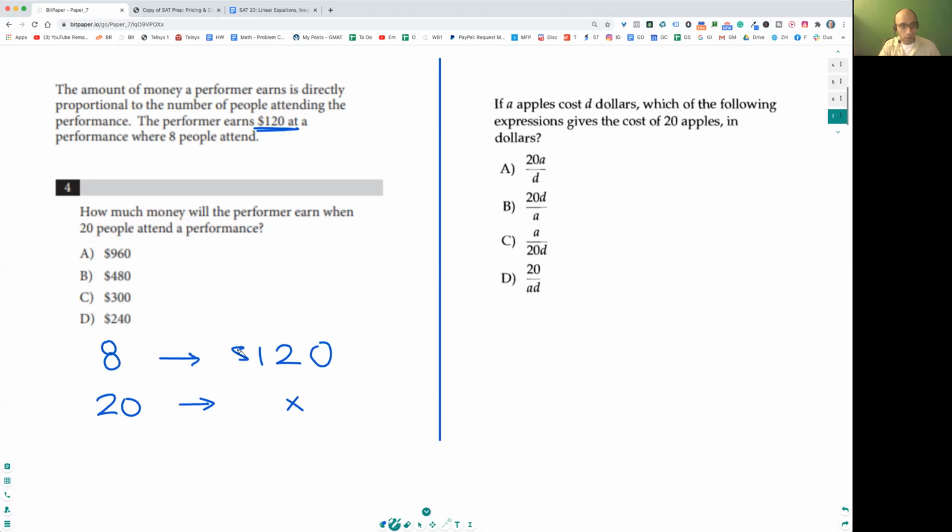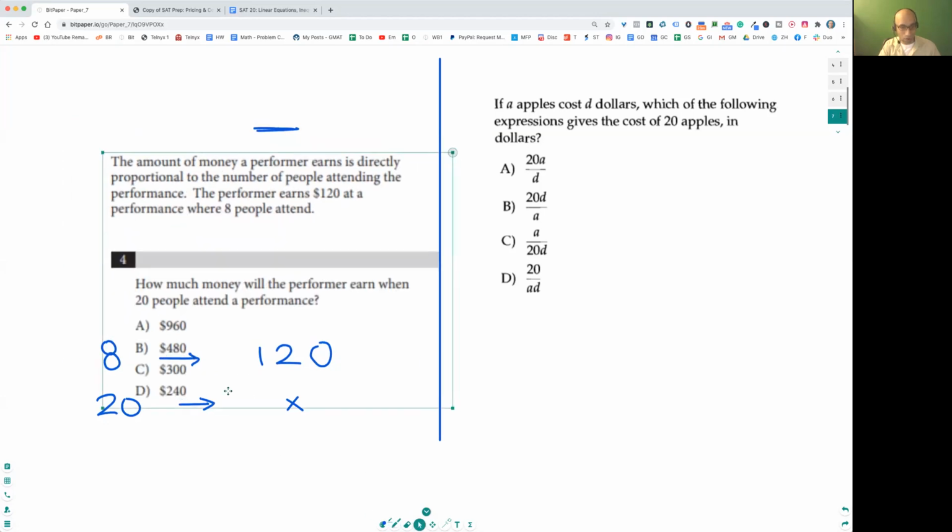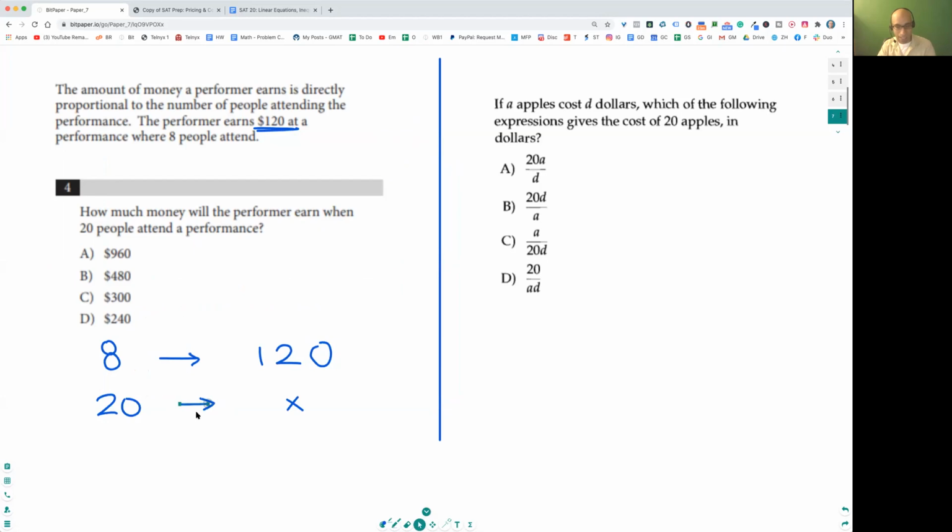8 people, you earn 120. 20 people, you earn dollars, right? I get rid of this dollars, and then I get rid of these arrows. Oops, sorry about that. I get rid of these arrows here, and what I'm going to do here is I put a line. Now it becomes a ratio, and once it's a ratio, this is a massive thing. You are just going to cross multiply. So cross multiply this and see.